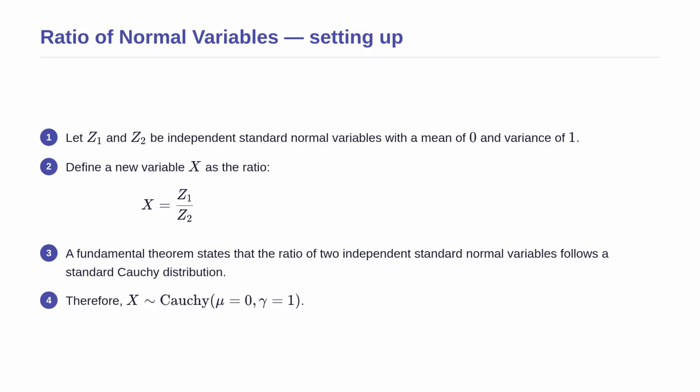Let us apply this concept of the center to a fascinating property of normal variables. Suppose we have two independent standard normal variables, z1 and z2, both centered at 0. We define a new variable x as the ratio of z1 divided by z2. A fundamental theorem in probability tells us that dividing two independent standard normal variables creates a standard Cauchy random variable. Because it is standard, it inherits a location parameter mu of 0 and a scale parameter gamma of 1.